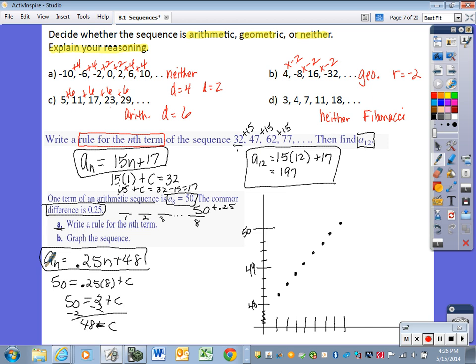Linear. Is this a linear expression? Yes. That becomes very important to know. Arithmetics are linear.